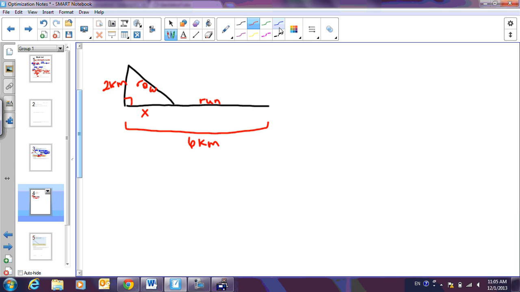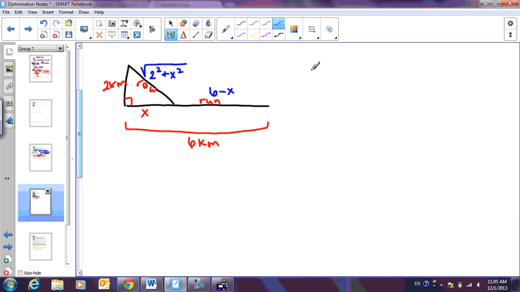All right, so what I need to do is come up with my rowing distance and my running distance based off of x. Again, this is going to be my 2 squared plus x squared, square root around it, because 2 squared plus x squared equals my row distance squared. So if I just want my row distance, I've got to square root it. Do not simplify this. All right, and then the run is a little bit easier. It's going to be the total 6 minus this little piece cut out, which is x.